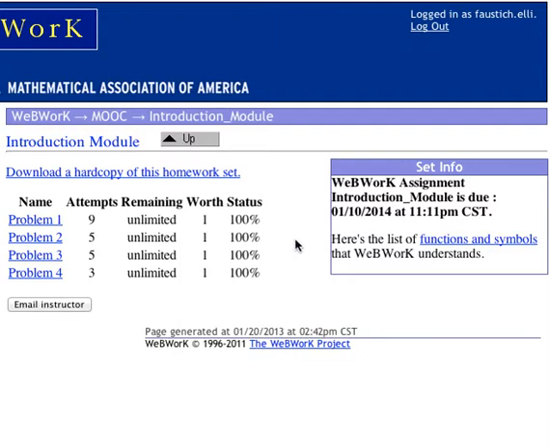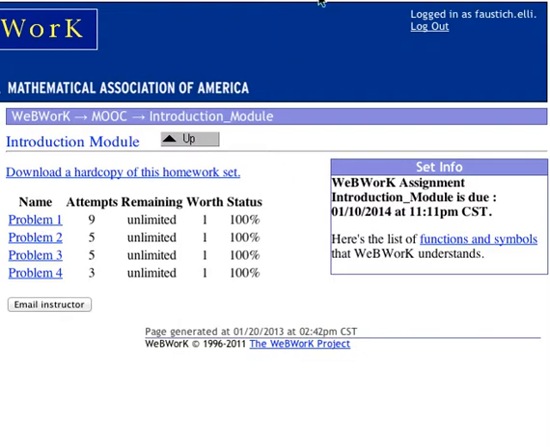Once into WeBWorK, you will be taken specifically to a module. We are looking at the introduction module. The introduction module is for you to practice learning a little bit more about how to type in answers in WeBWorK. Notice that there are 4 problems in this module. I have already attempted these problems to various degrees, but I have an unlimited number of attempts. And in all of your WeBWorK assignments, you will have an unlimited number of attempts.